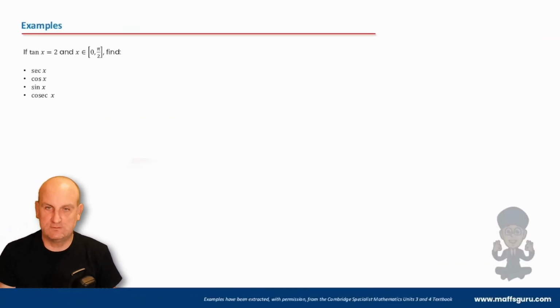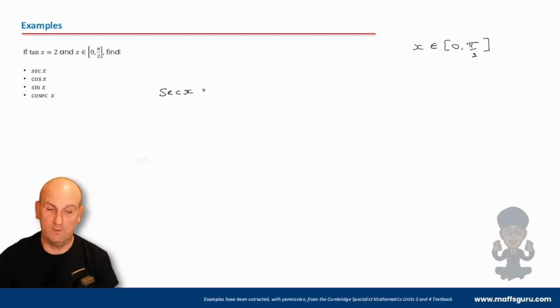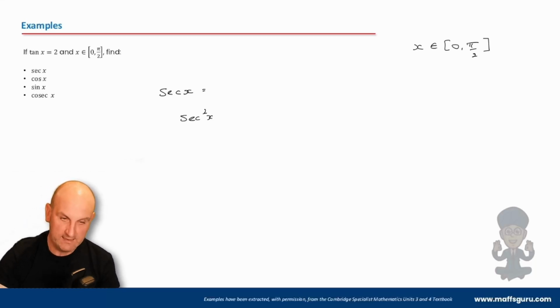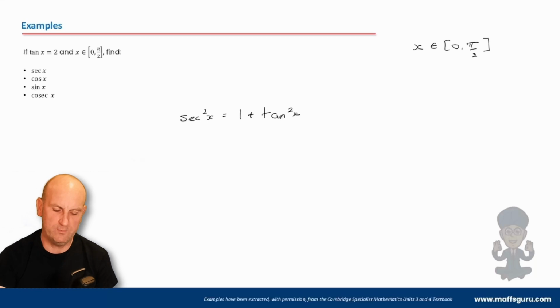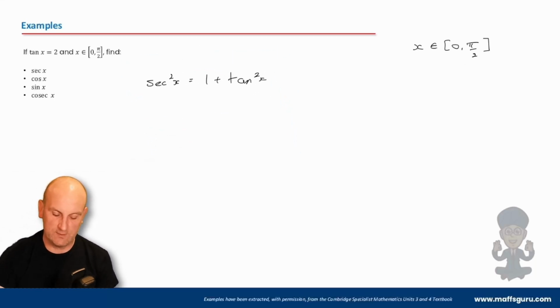Right, now let's use some practical applications. If tan x is equal to 2, and x is in 0 to pi on 2, so again, we're only interested in x values falling within 0 and pi on 2, inclusive. Find sec x. Well, how on earth are we going to find sec x? Well, we know that sec squared x is equal to 1 plus tan squared x. And you're going to say, how do we know that? Come on, we just did it. So sec squared x equals 1 plus tan squared x.